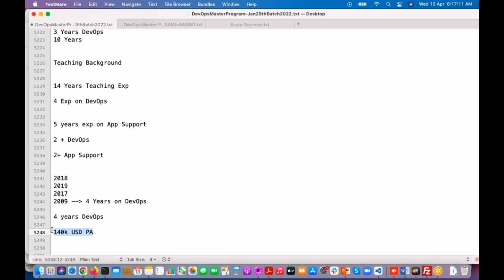See, for DevOps very good opportunities are there, not only in India but in the US, UK, Canada. Many people got them. But he is a US citizen, that's why he got this much. Others are not going to get that much package.